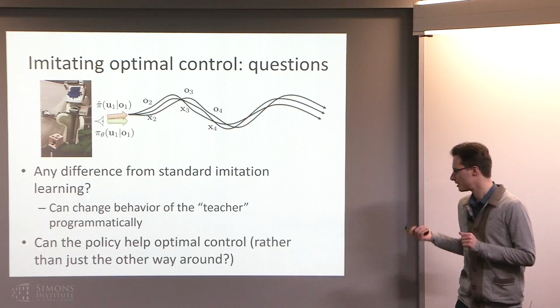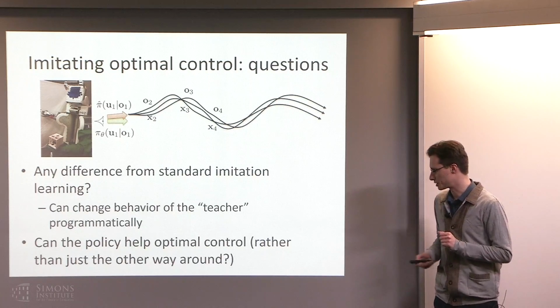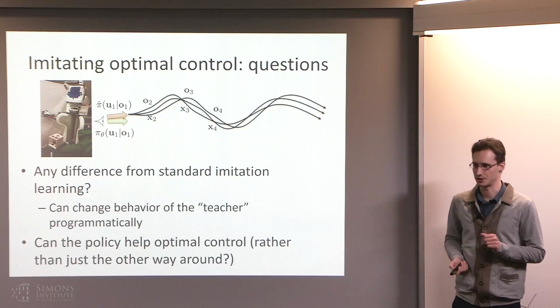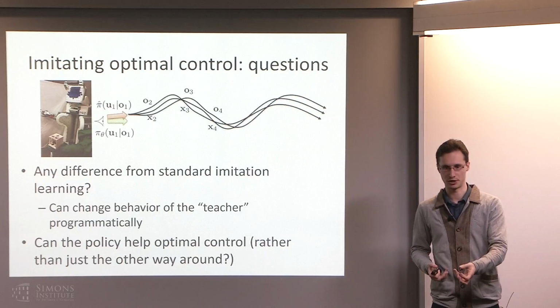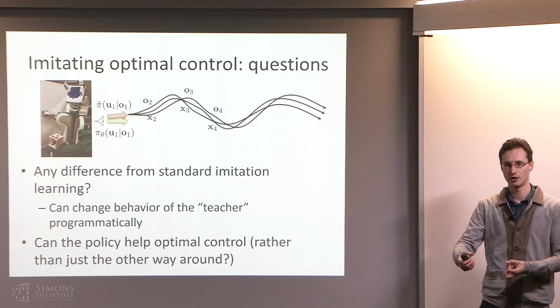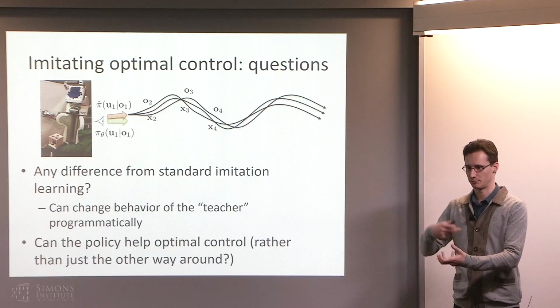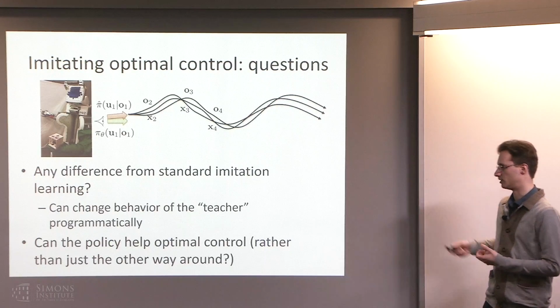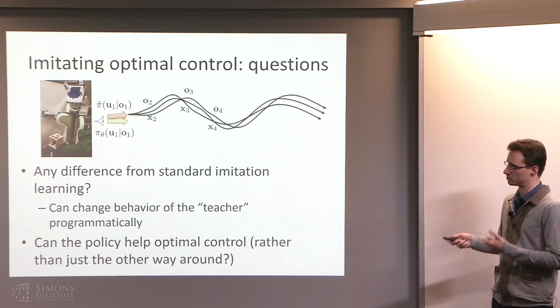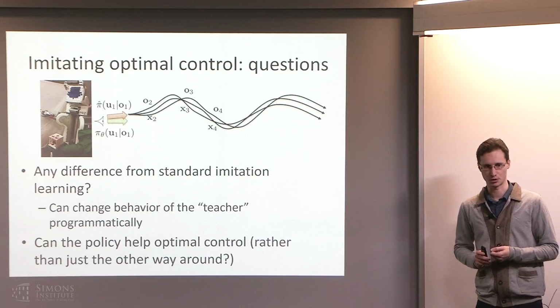And then the other question here is, well, can the policy that you're learning actually help optimal control as well? So in the methods that I presented, optimal control was generating the training data, and the policy was just trying to follow along. But in reality, you could probably also use the policy in some way when you encounter a new problem to help optimal control get started. And we didn't see any of that in the methods I showed, but I think that's something in the future that would be really interesting to explore.